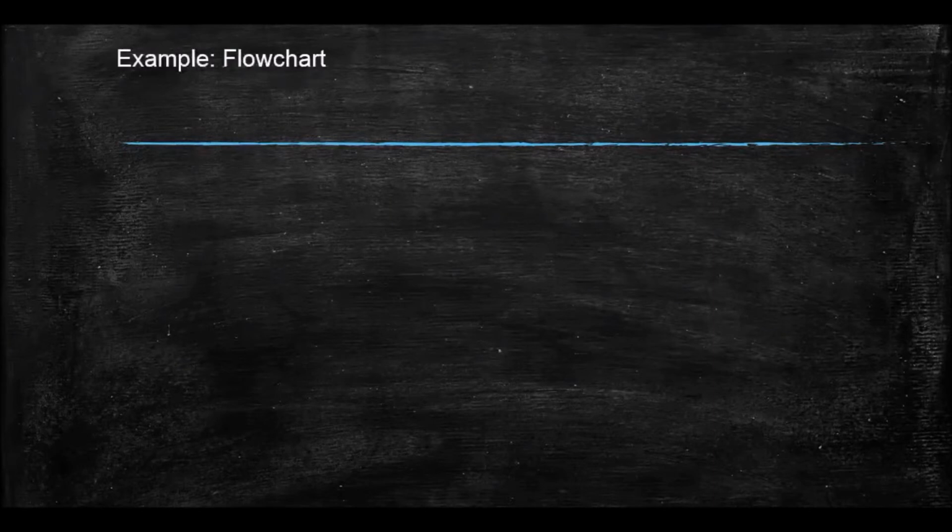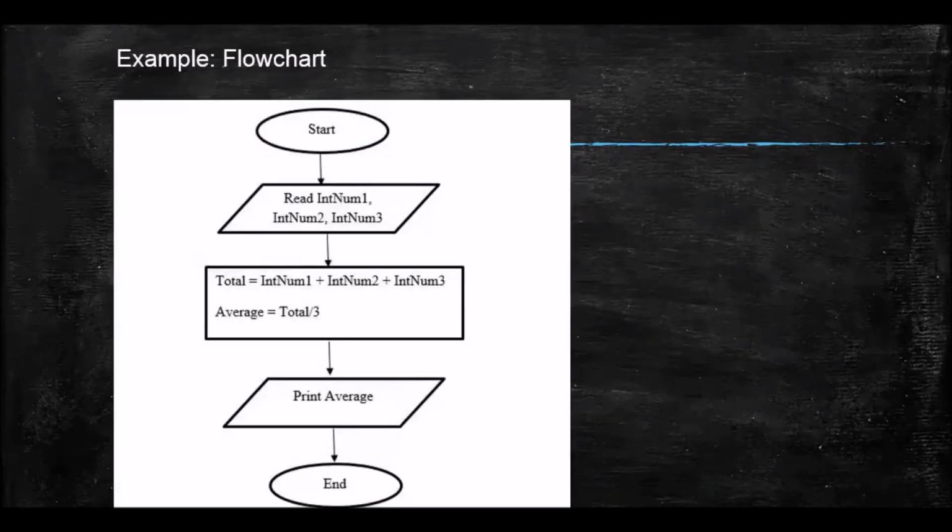Flowchart is mostly the same as pseudocode, but it uses objects to show the flow of the system. We must write the word start in an oval, read input and print output in a parallelogram, and the process in a rectangle, with the shapes connected with arrows.